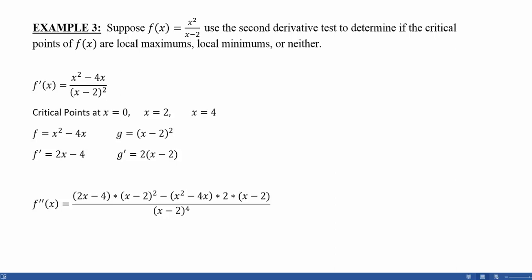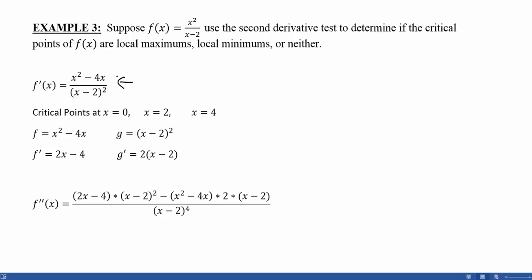So remember, our first derivative, once we simplified, was x squared minus 4x, all divided by x minus 2 squared. We're able to find critical points at x equals 0, x equals 2, and x equals 4. If we want to find the second derivative of this function, we're going to have to use another quotient rule, where we set f equal to the top of our function, which is x squared minus 4x, and g equal to the bottom of our function, x minus 2 squared. From there, we need to find each of their respective derivatives. So the derivative of x squared minus 4x is 2x minus 4.